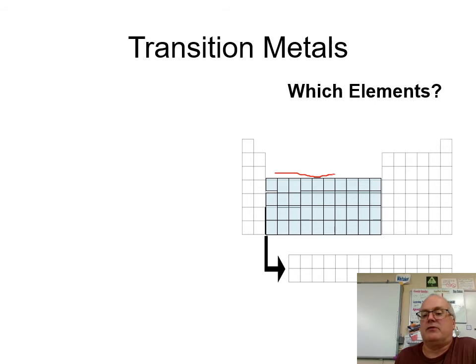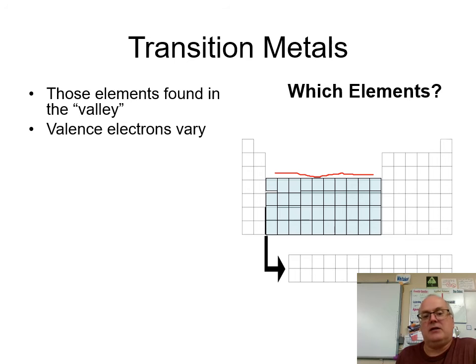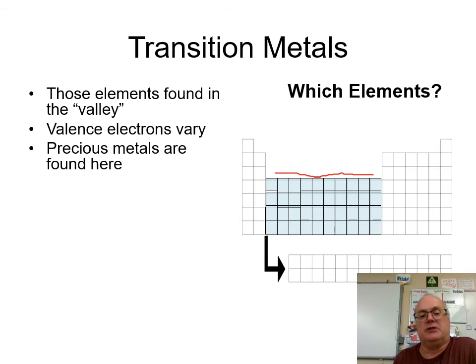These are this 3 through 12 section called the valley. You're coloring them blue. And their valence electrons vary. So you can't say this one's 3, this one's 4, this one's 5. Later, when I give you the oxidation numbers, you'll just have to write them down on that sheet. This is where we find what we call precious metals. When the word metal is mentioned, this is probably what you think of, elements found here. So these would be things like gold and silver and copper, iron, nickel. Those are all common metals.